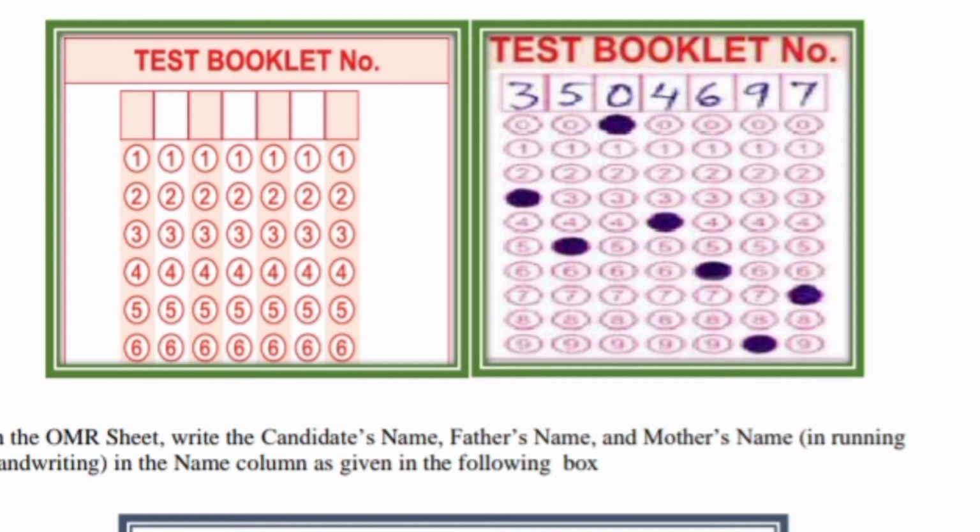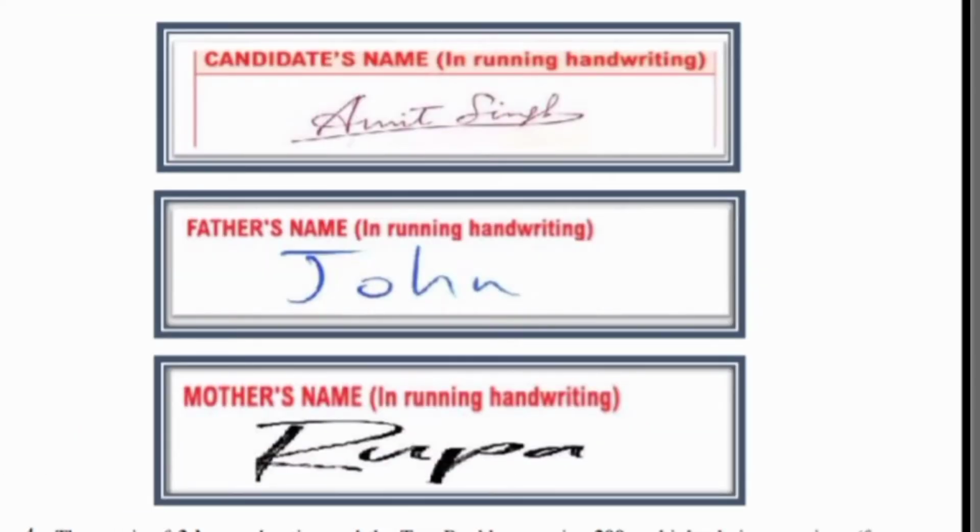In the OMR sheet, we can see the next column where you have to write your name, that is the candidate's name, in running handwriting. Please do not write in capital letters; write in running handwriting. The next column is to write your father's name and your mother's name, and those two also have to be written in running handwriting.